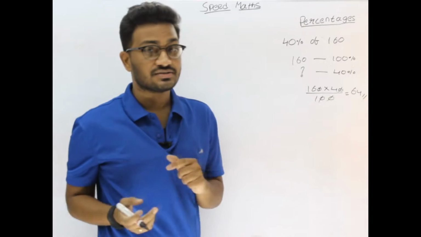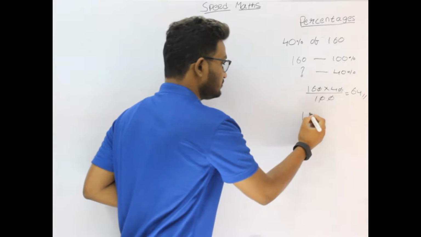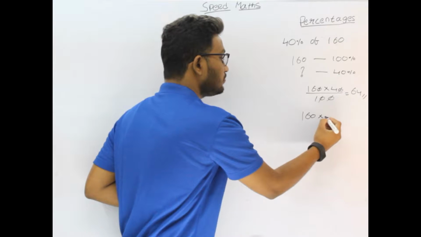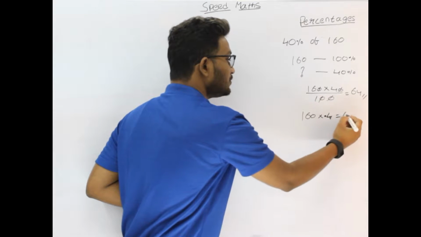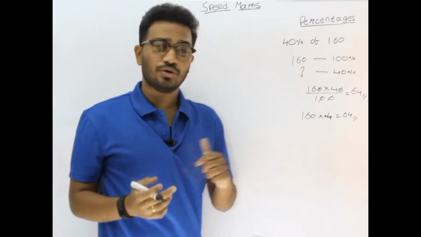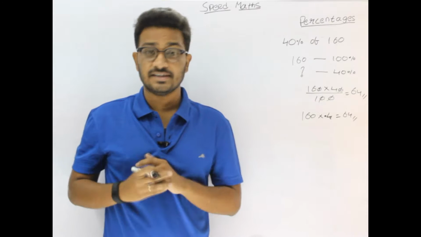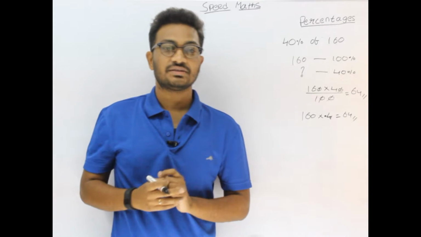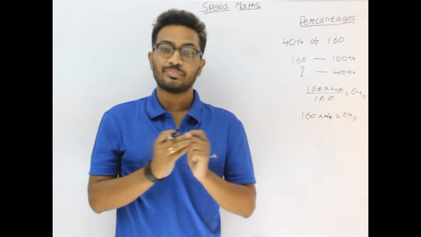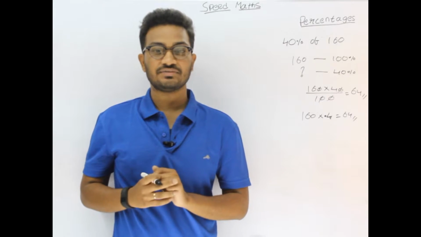And there are students who directly do this last step like this: 160 into 0.4, which is equal to 64. No doubt that the answer is correct and the approach also, but we don't have the luxury to waste our time in the exam. So what we need to know is a simple fraction to percentage equivalent, which will be helpful for us to calculate percentages faster.